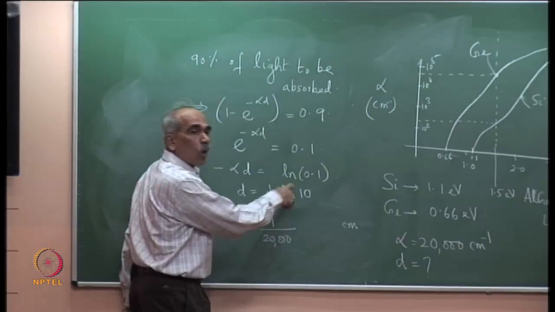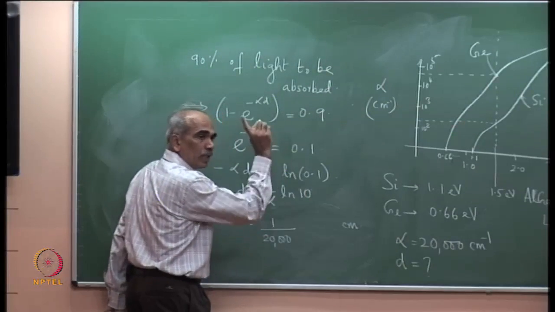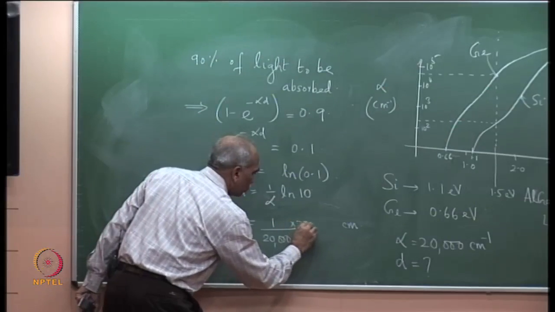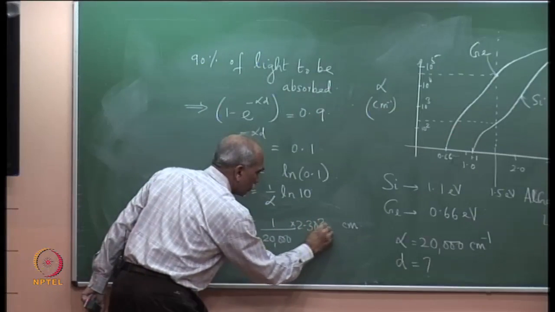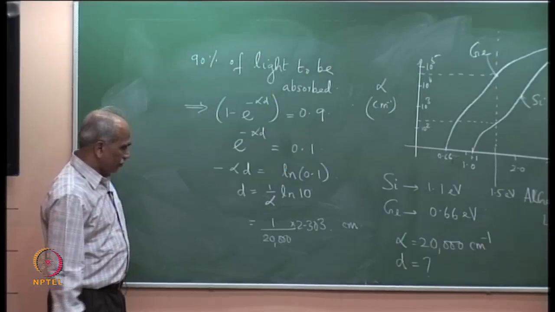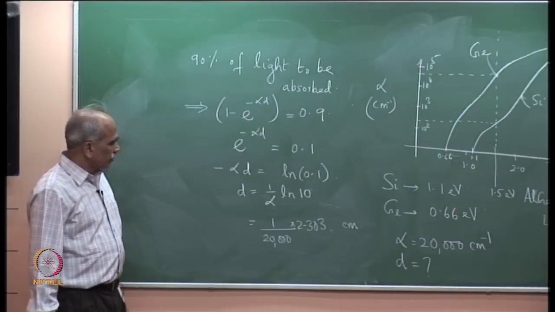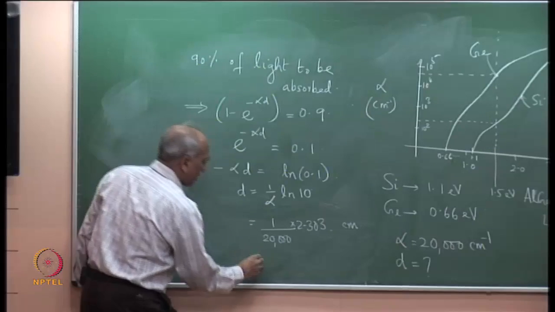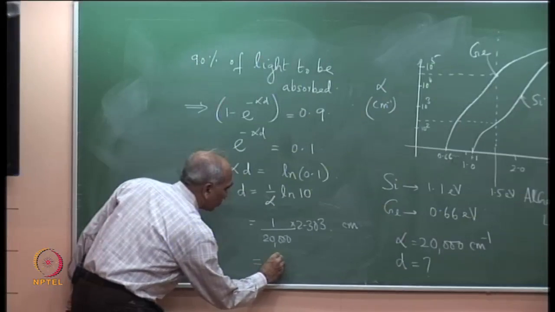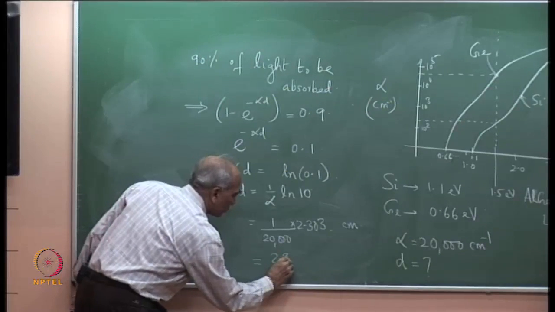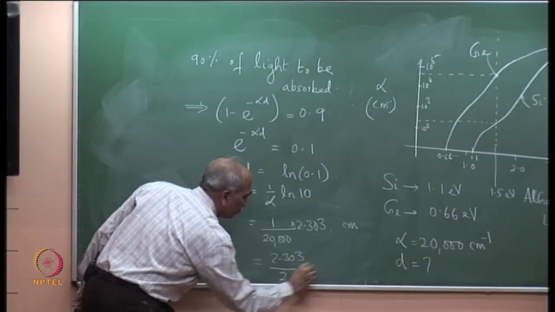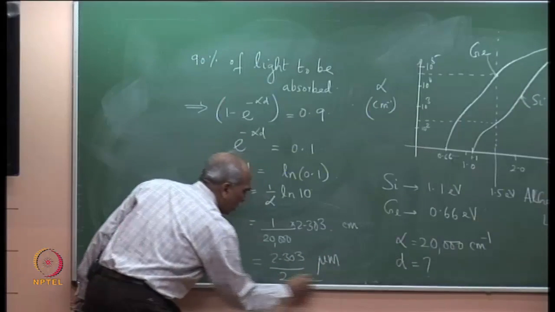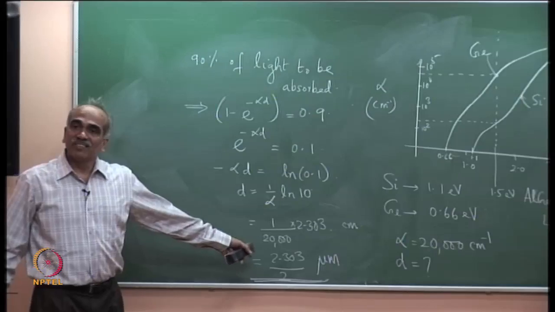2.303 into log of 10, which is 1. So, this is simply equal to 2.303 per centimeter, which is equal to, if I take this onto the numerator, it is 10 to the power. So, this will come out to be 2.303 divided by 2 micrometer, about 1 micrometer.